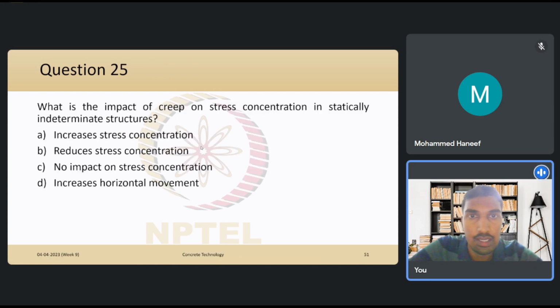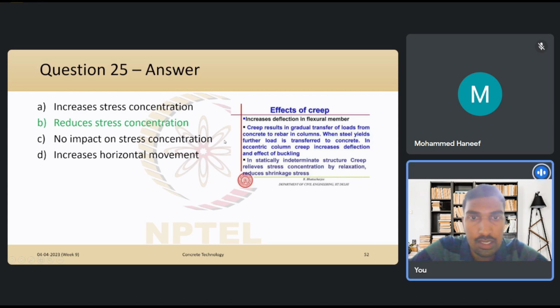We saw this for statically indeterminate structures. Because of the restraint, there will be a reduction in the creep, because of this restraint to the deformation in the statically indeterminate structure. So what happens because of that? Creep relaxation occurs. What happens in creep relaxation? Your stress concentration goes down because of the relaxation effect. So the right option is option B. Because of the relaxation, there will be stress reduction. That is given in B.